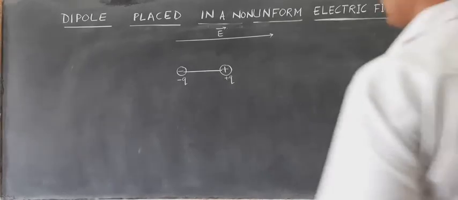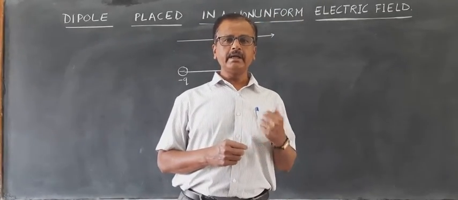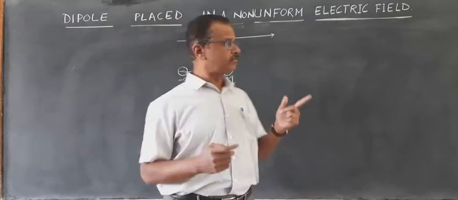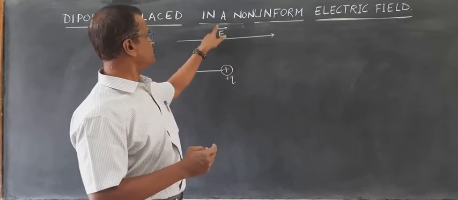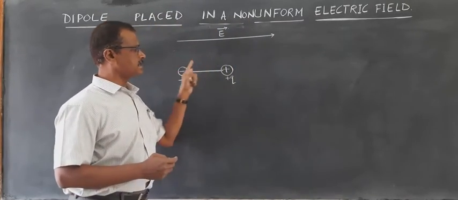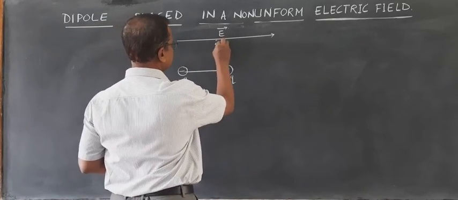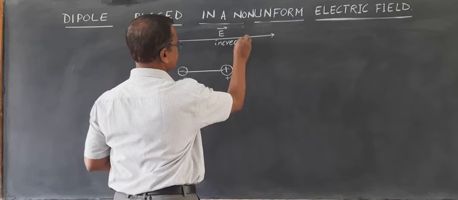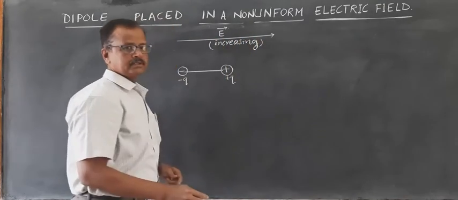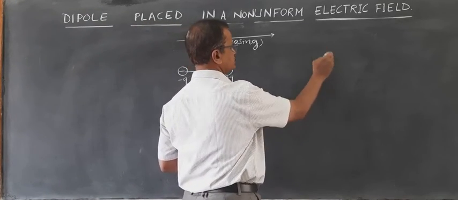Now let us see what happens when a dipole is placed in a varying electric field. Let us say there is an electric field which is non-uniform. Consider a case where there is an electric field whose magnitude is increasing from point to point in this direction. Assume that there is a strong negative charge here.